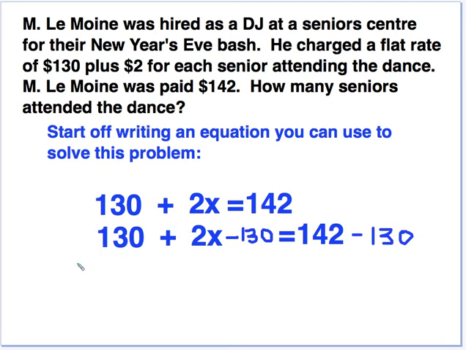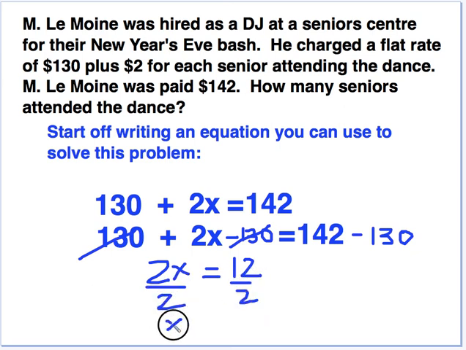So on the left-hand side, the 130 and the 130 cancel out, and you've got 2x is equal to 12. All right, same thing. What's happening to x? x is being multiplied by 2, so opposite, divide by 2. x is equal to 6. And we always put our little summary statement there. Use the good old therefore.